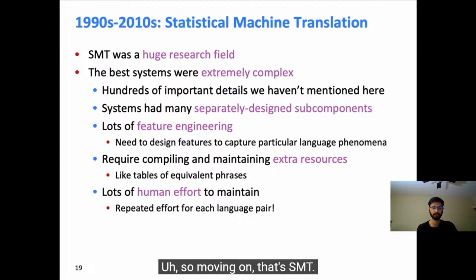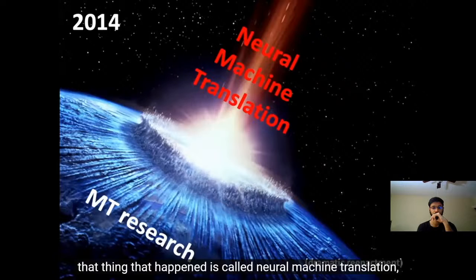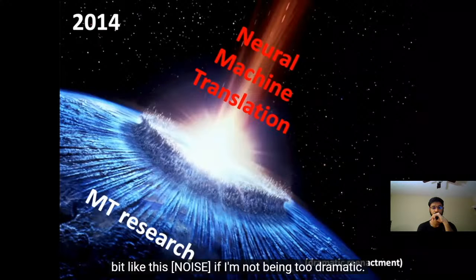Okay, so moving on, that's SMT. Now we're going to move on to section 2 of this lecture. So, I want to take you back to the year 2014 for a dramatic reenactment of what happened in the world of machine translation research. So in 2014, something very dramatic happened, and that thing that happened is called neural machine translation. And I think it looks a little bit like this, if I'm not being too dramatic.